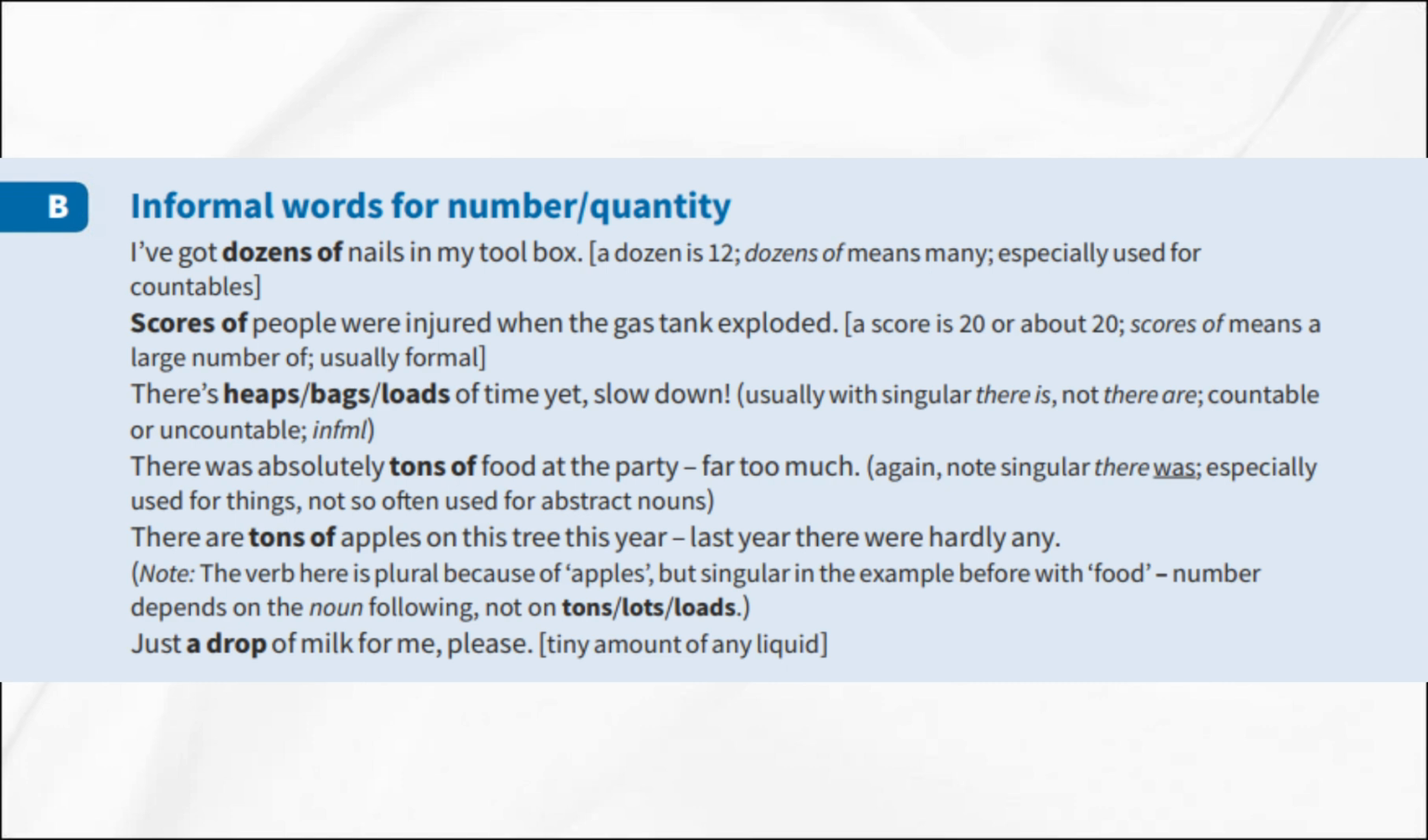Note that the verb here is singular because food is uncountable. However, if the noun following is plural, the verb is plural. For example, there are tons of apples on this tree this year. Finally, a drop means a tiny amount of any liquid. For example, just a drop of milk for me, please.